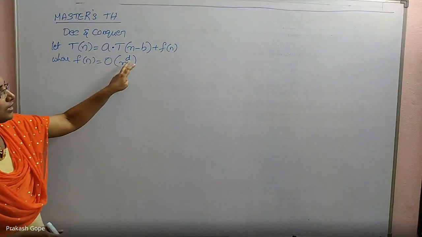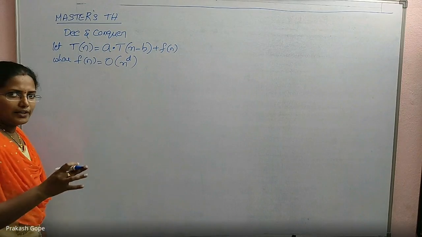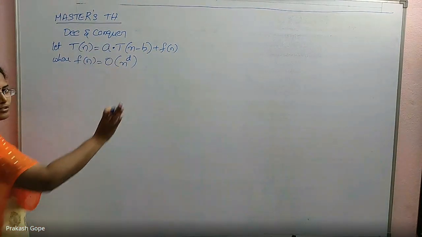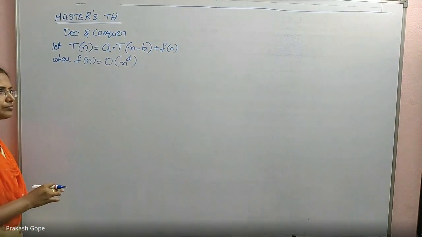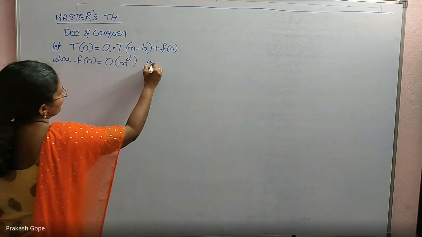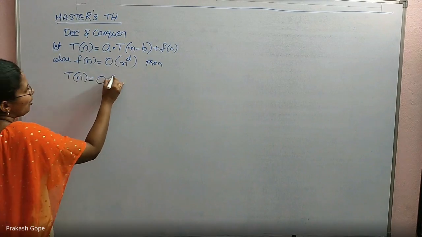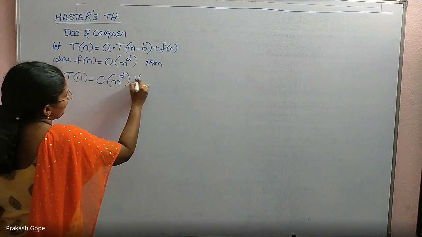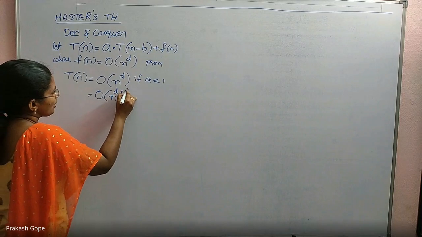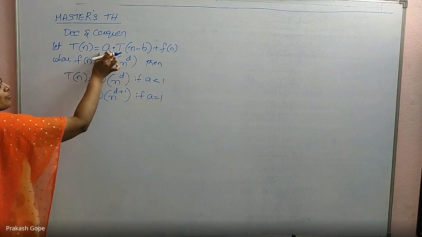Okay, if f of n is in terms of n power d format. Not like log n. Log n doesn't. If you have log n here, you cannot use this theorem. You should go for the substitution method. So where f of n is big O of n power d format, then only the formula works. Then T of n is equal to big O of n power d. If a is less than 1, it is n power d plus 1. If a is equal to 1, a means this one. Before T of, what is present?